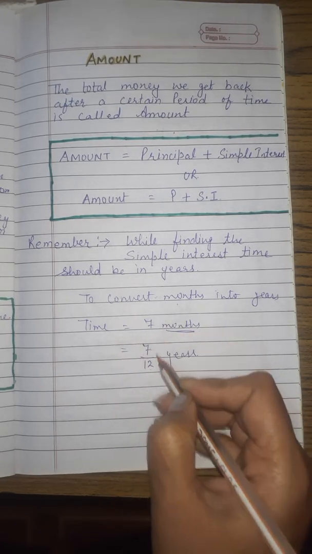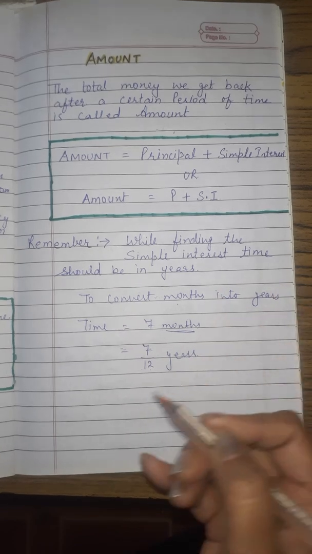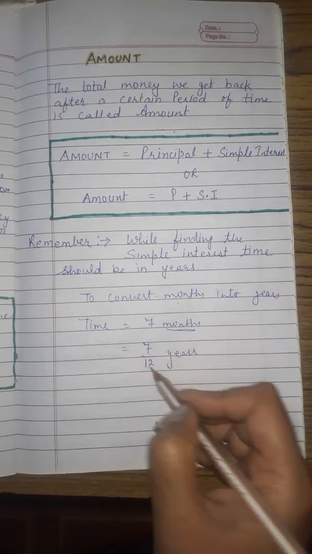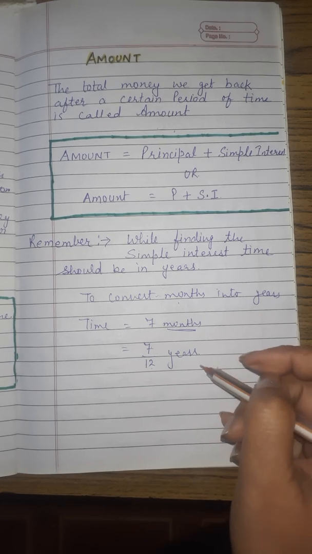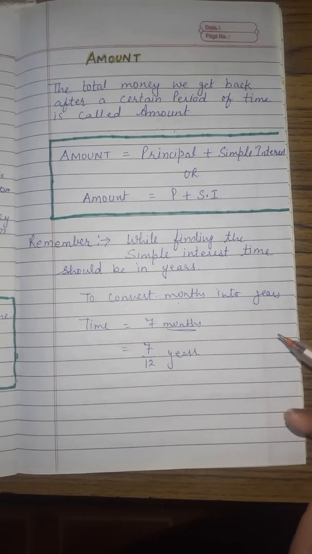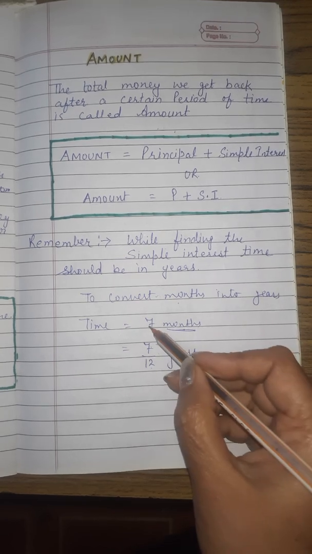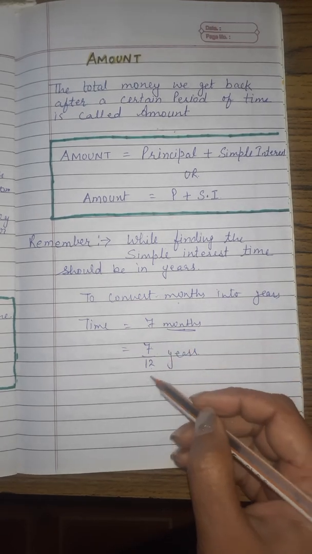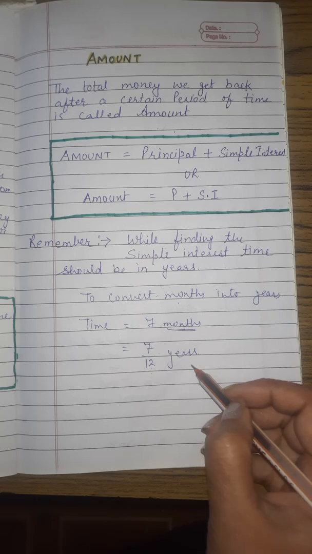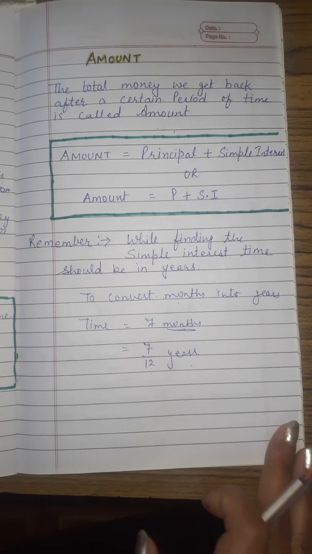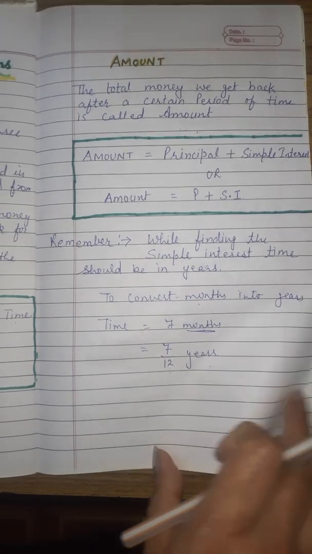Okay, and when the time is in weeks, then we will divide it by 52, because 1 year is equal to 52 weeks. Similarly, when the time is in days, we will divide the given number of days by 365, because 1 year is equal to 365 days.